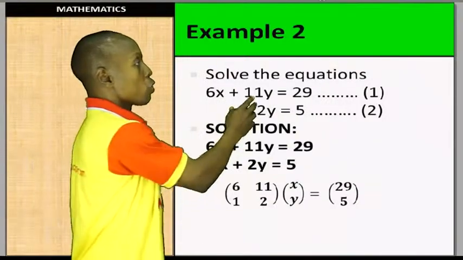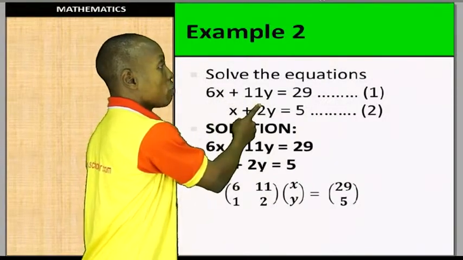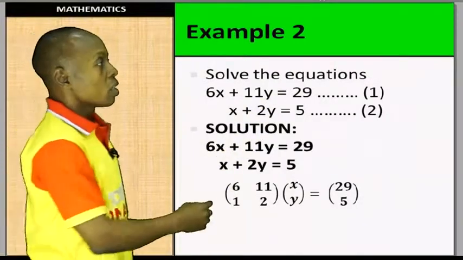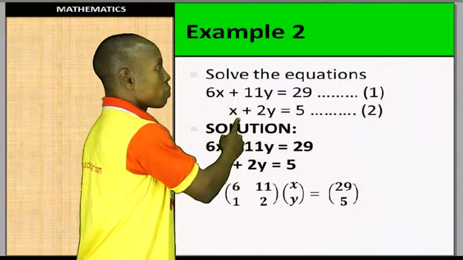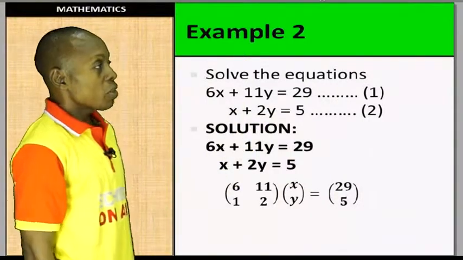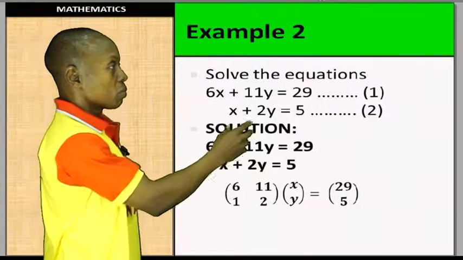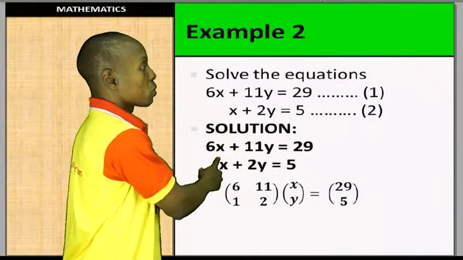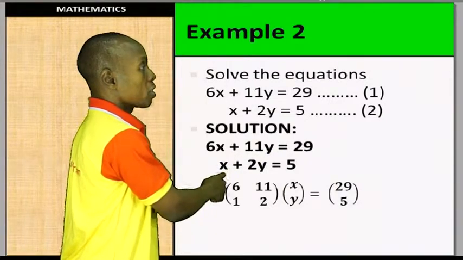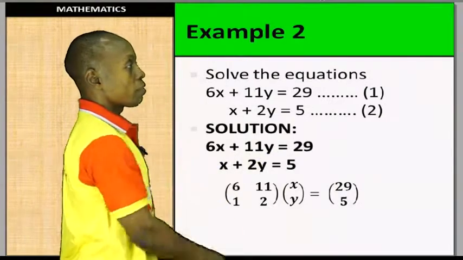So you have 6x plus 11y equals 29. That's the first equation, equation 1. The second equation is x plus 2y equals 5. That's the second equation. Look at the solution now. We write out the equation. The first equation is 6x plus 11y equals 29. The second equation is x plus 2y equals 5.